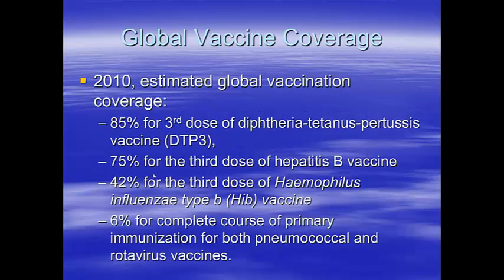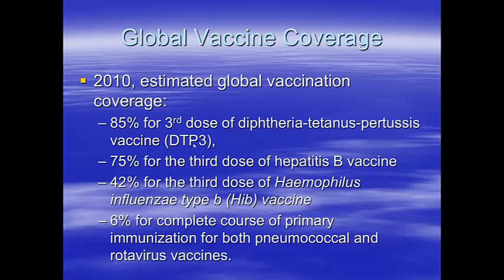So that concludes our review of the different pathogens that are vaccine preventable. We're going to talk about some general issues now. The first one, global vaccine coverage. So how many children in the world are getting vaccinated against these diseases? About 85% of the world's children are getting all 3 doses of the diphtheria, tetanus, pertussis vaccine.